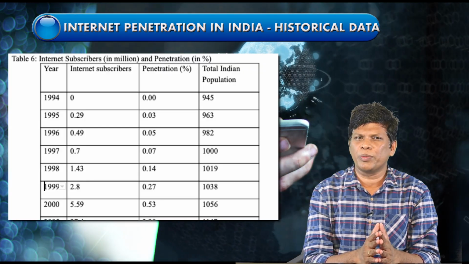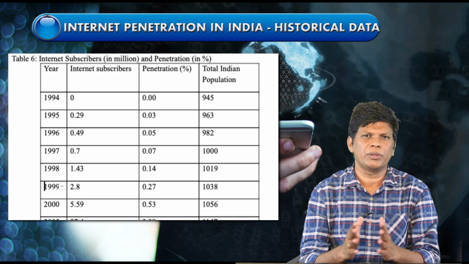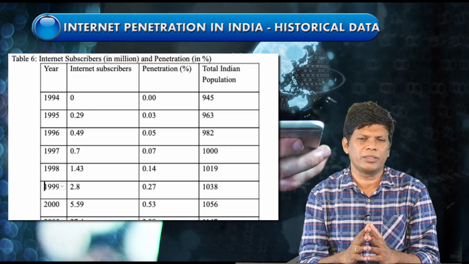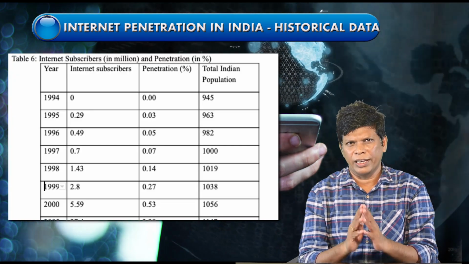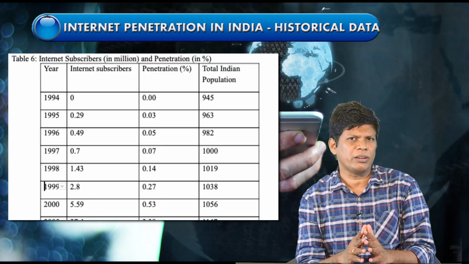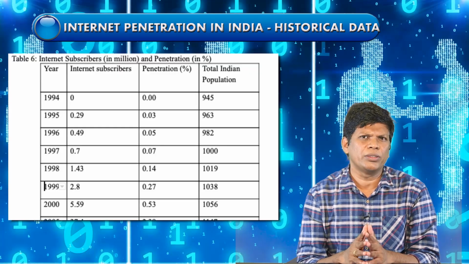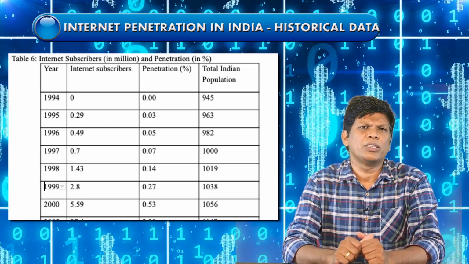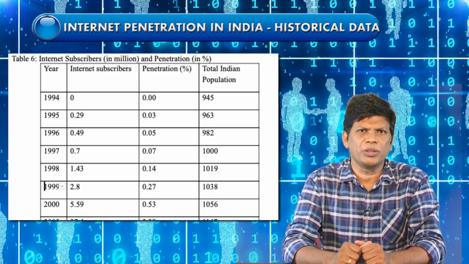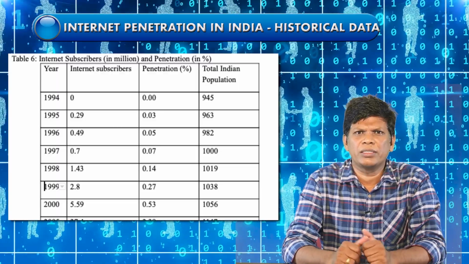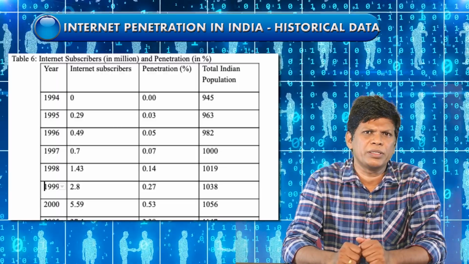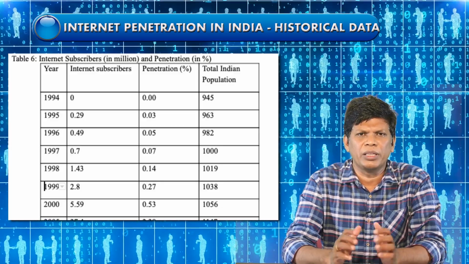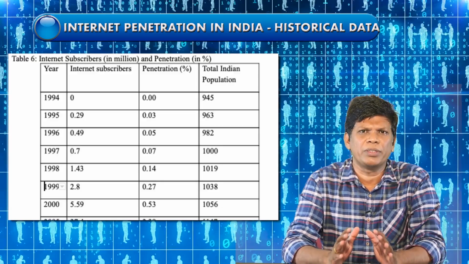The 1994 New Telecom Policy gave scope for private players. In August 1995 the internet got introduced. At the end of 1995, we had around 0.03% penetration in India, approximately 0.29 million users. In 1996 it went to 0.05% over the period. In 2000, the level of penetration is 0.53%.